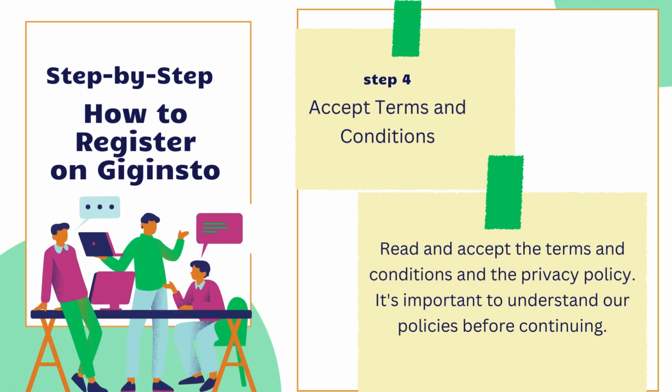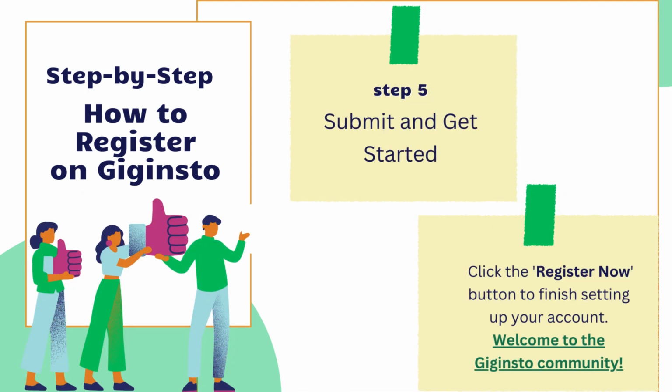Step 4. Accept terms and conditions. Read and accept the terms and conditions and the privacy policy. It's important to understand our policies before continuing. Step 5. Submit and get started. Click the Complete Registration button to finish setting up your account. Welcome to the Giginsto community.